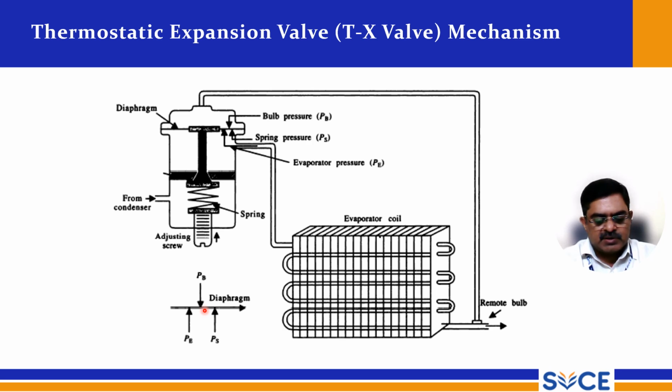So these are the three pressures acting on the diaphragm, and it is connected to the evaporator, and this side it is connected to the remote bulb. The remote bulb is placed here, and from the evaporator the refrigerant comes, and it gives the evaporator the proper amount. It receives from the condenser and gives to the evaporator coil in terms of a metered quantity.